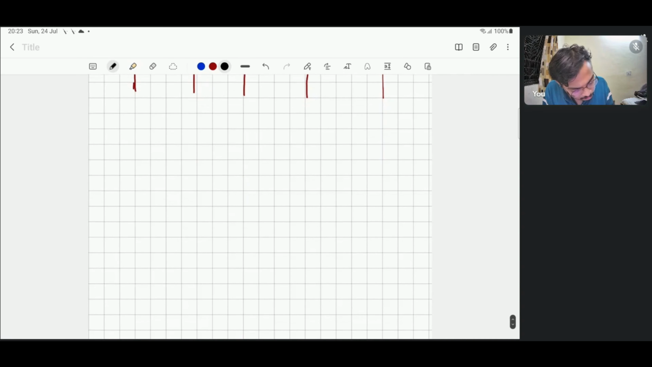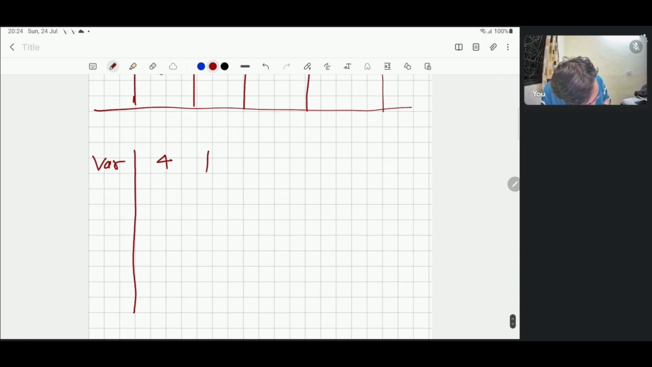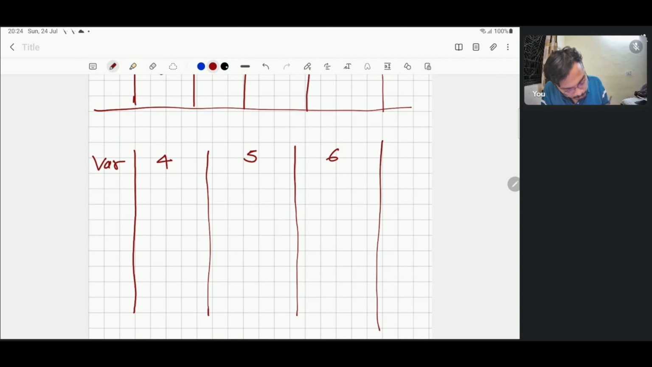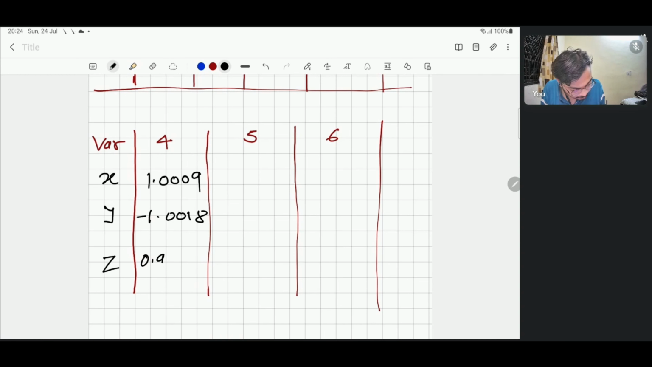Again, I have computed values for further iterations, which you can try on your own. For the fourth iteration, it is 1.0009, minus 1.0098, 0.999. Then for the fifth iteration.